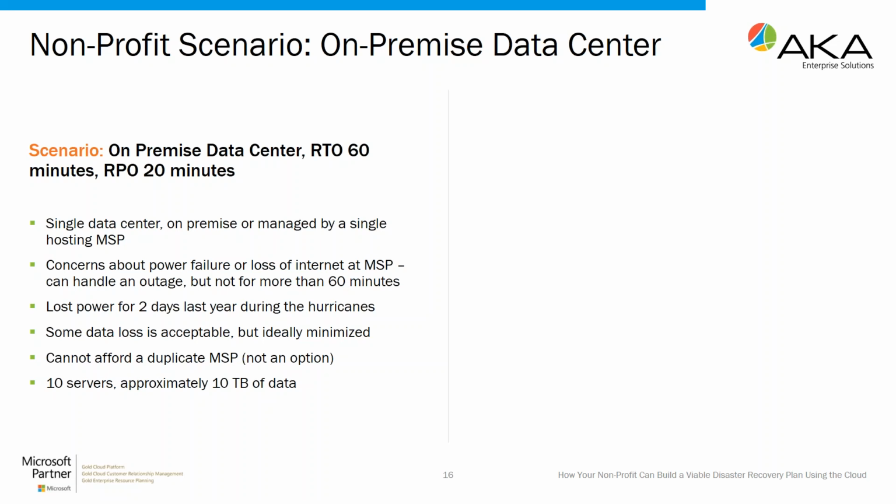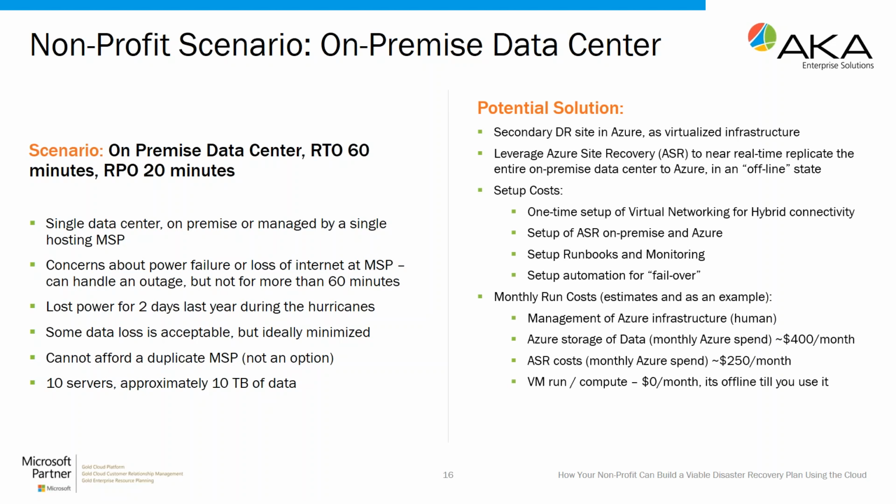So if we think about what would be a potential solution for this scenario, we can look at building a secondary disaster recovery site in Azure as virtualized infrastructure. We can leverage Azure technology like Azure Site Recovery to replicate in real time their entire infrastructure, their data, their disks, their hardware, their virtual machines up into the cloud, but bring it up there in an offline state. In other words, replicate their entire data center inside of Azure, bringing all the data up, but leaving everything offline. It's a data center that's dormant.